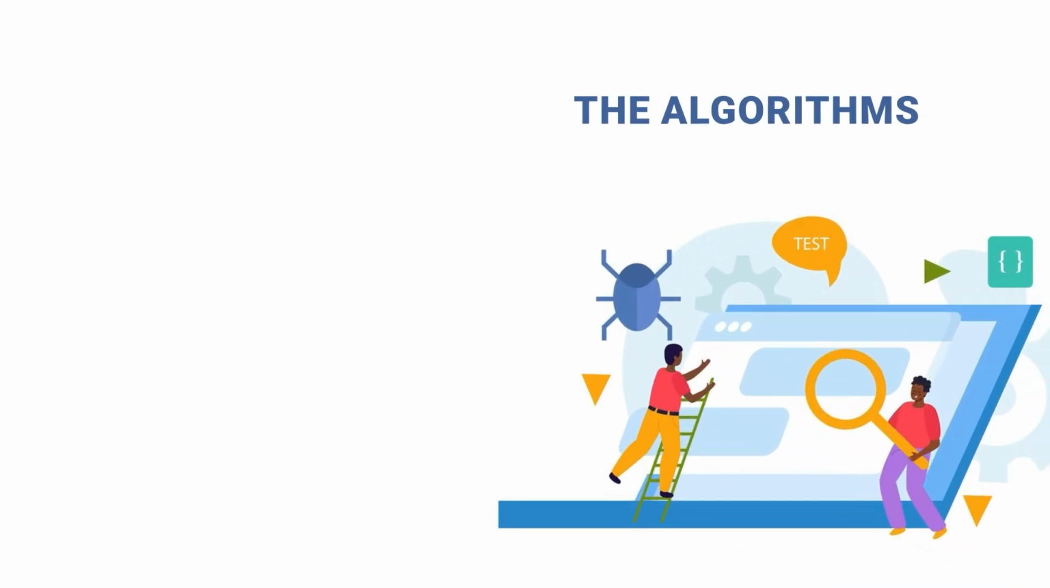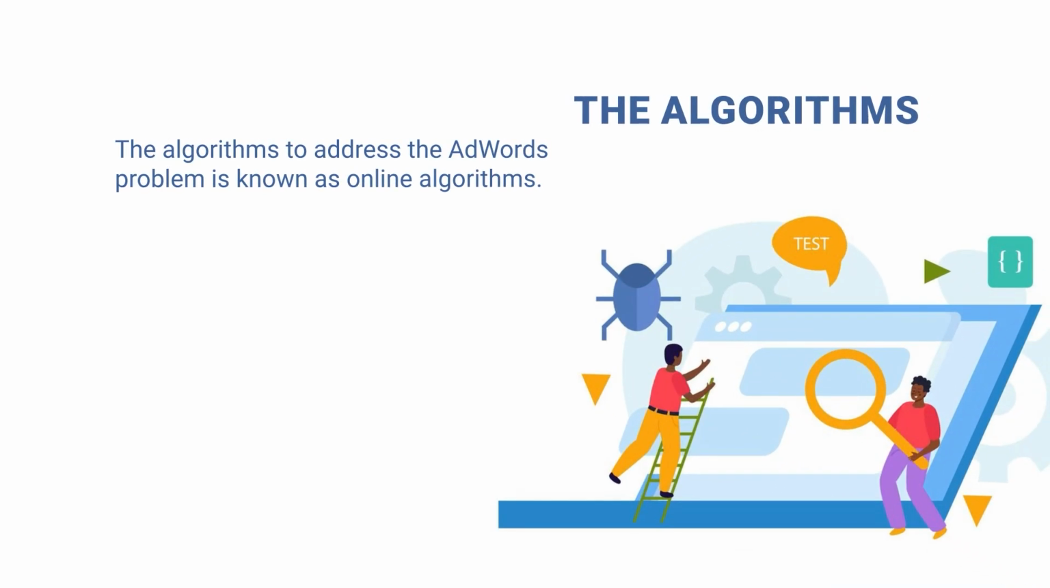Now what does this AdWord algorithm do? The algorithm addresses the AdWord problem and is also known as the online algorithm. Now what is this online algorithm? If I talk about the offline algorithm, the offline algorithm processes the complete data set. That means it has all the data set already available, and from that available data set it tries to find the maximum or optimal solution.